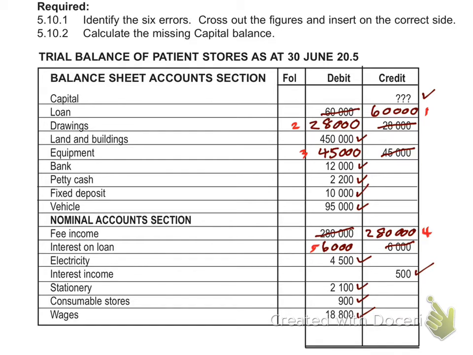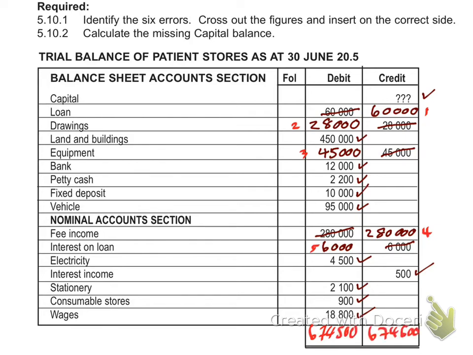Let's add up the debit side. We've got 28,000 plus 450,000 plus 45,000 plus 12,000 plus 2,200 plus 10,000 plus 95,000 plus 6,000 plus 4,500 plus 2,100 plus 900 plus 18,800. What do you get? 674,500.